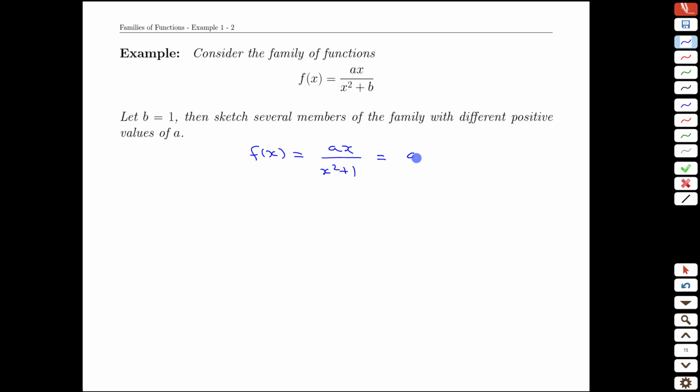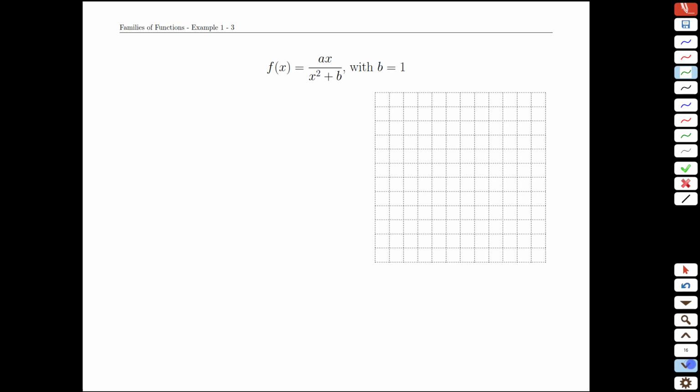And this family is the family of a graph we saw before with a multiplier out front. And we know what this does. This does scaling vertically, scaling and flipping vertically. If we can remember the graph that we saw earlier, then we know what the influence of a will be. For example, here's our graph with a equals 1. Let's sketch this out a little bit here. There we go. That would be the graph with a equals 1.